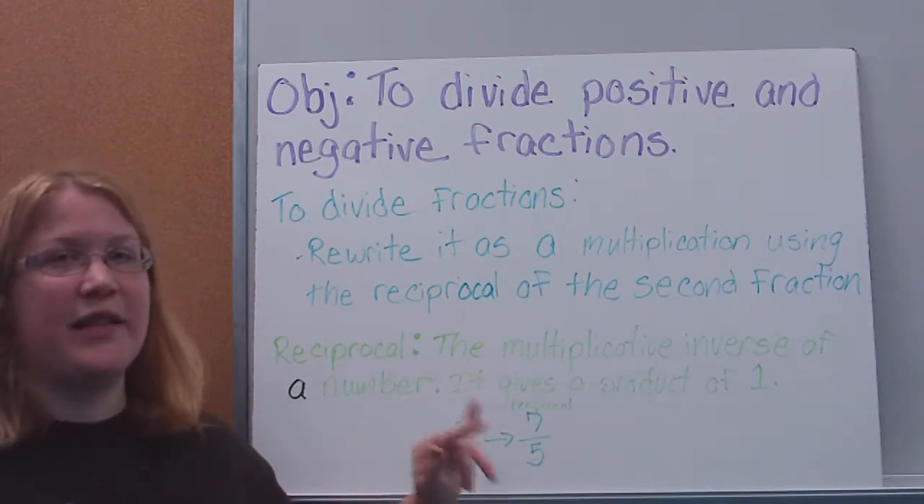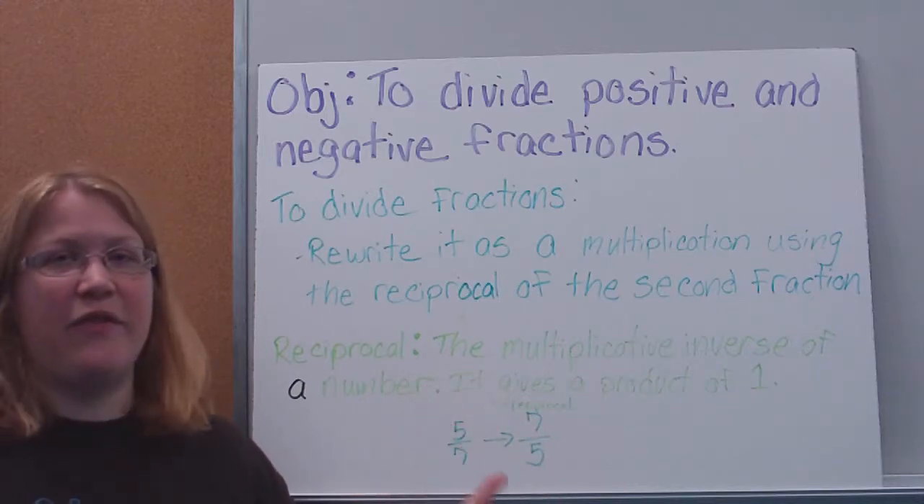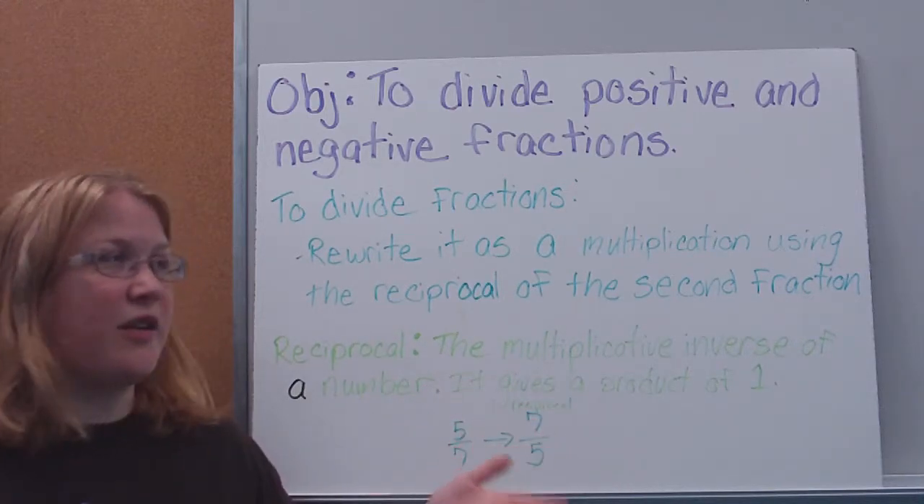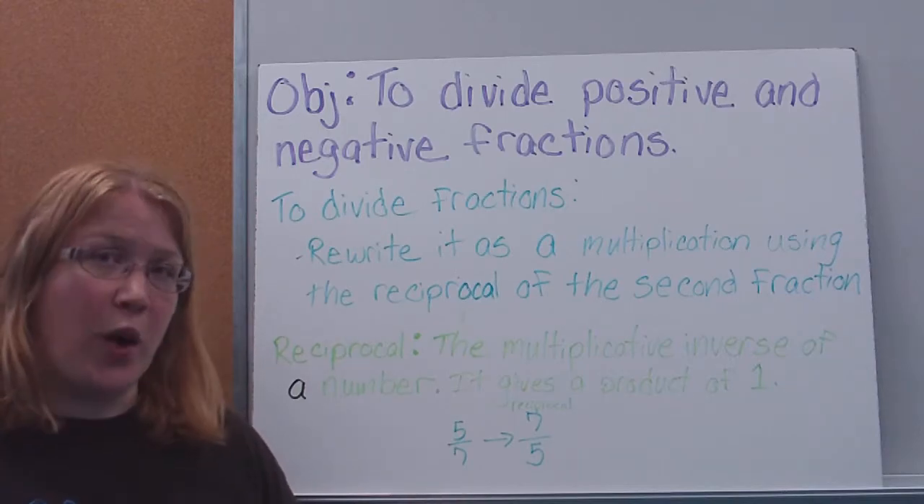So if I have 5/7, its reciprocal, I flip-flop them as 7/5. If I multiplied those, I'd get 35 over 35. Anything divided by itself is 1, so that'd be 1 whole.